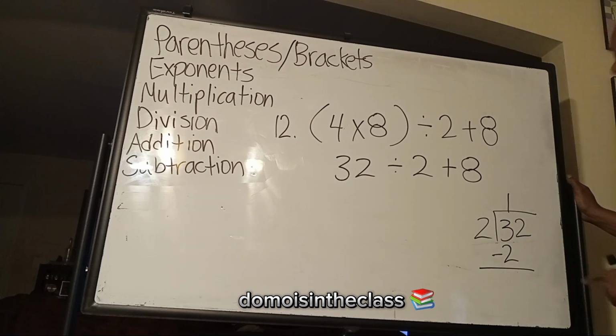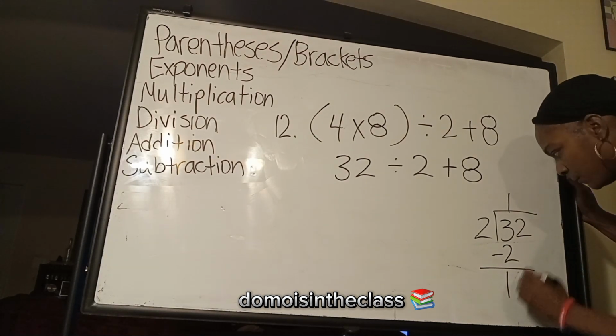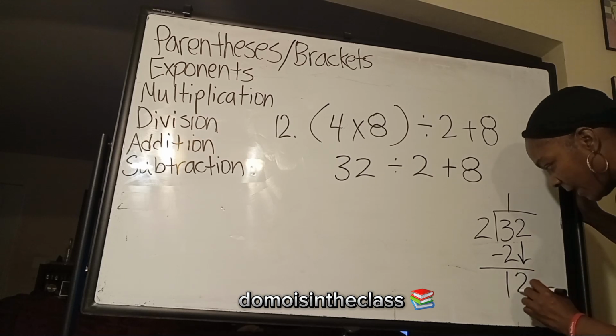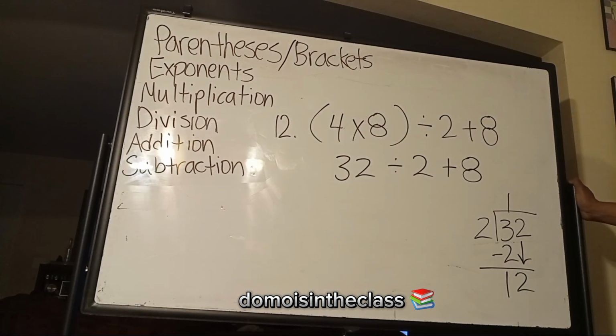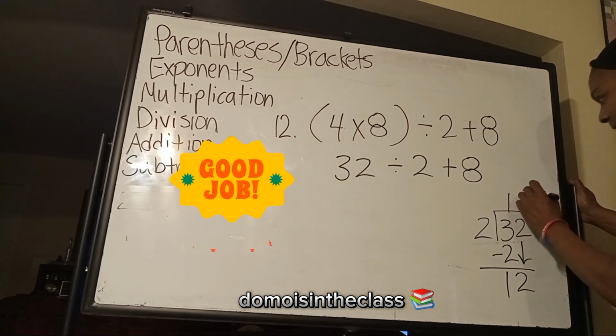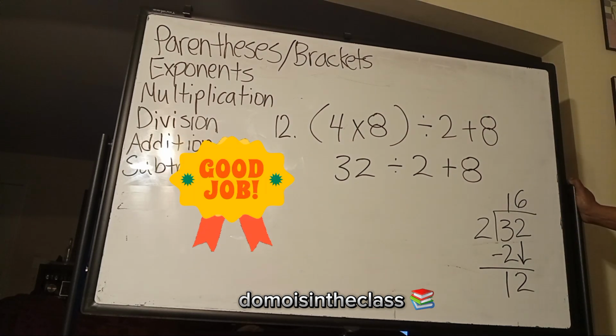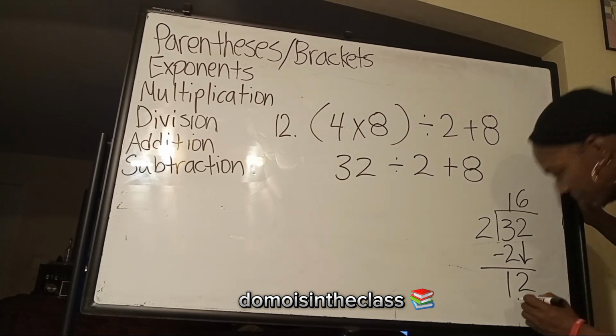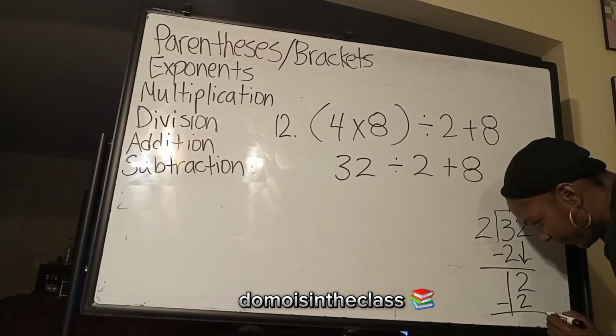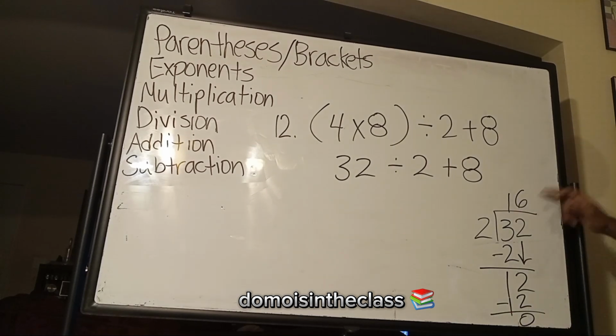We subtract. 3 take away 2 is how much? 1. All right. So we get the 1. We bring down the 2. Now we have a 12. How many groups of 2 can we get out of 12? We could get 6. There we go. Great job. 6. Do the multiplication. 6 times 2 is what? 12. And we have nothing left, which means the answer is 16.